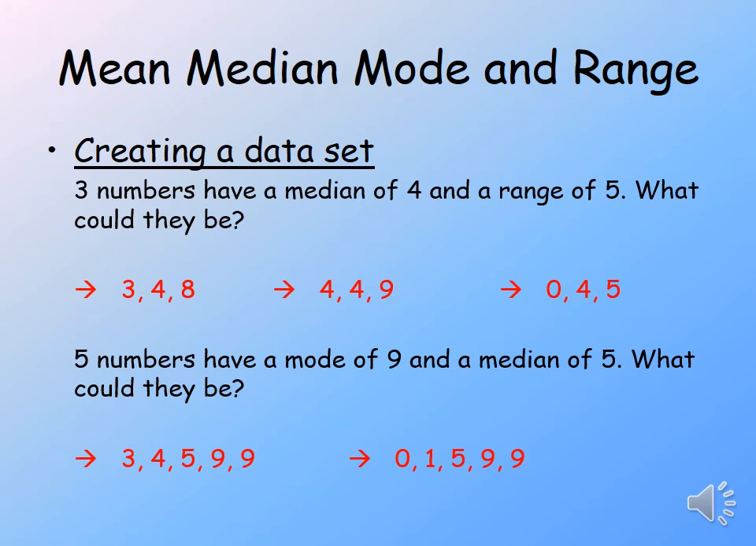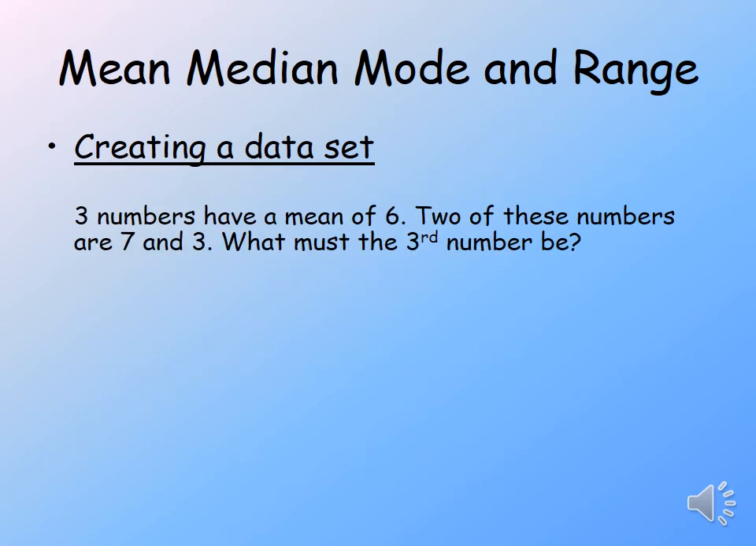Okay, another type of question. 3 numbers have a mean of 6. 2 of these numbers are 7 and 3. What is the third number? Once again, I will leave it for 5 seconds for you to freeze the screen, and then I will reveal the answers.